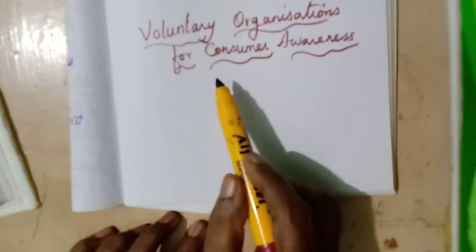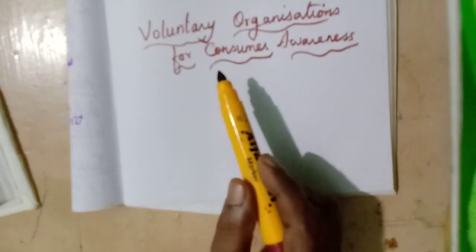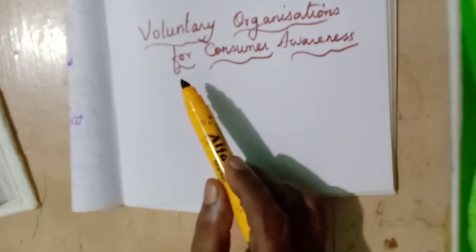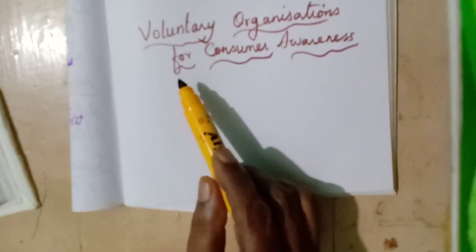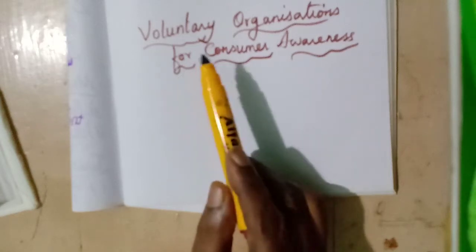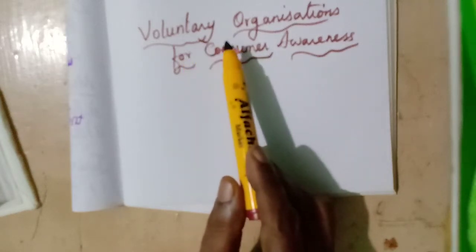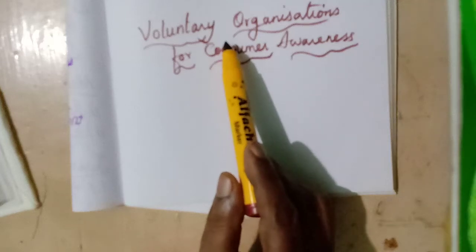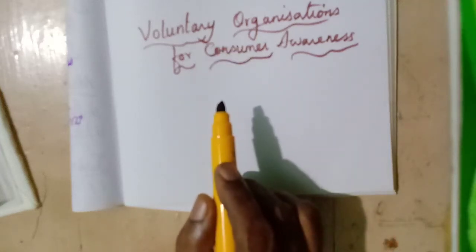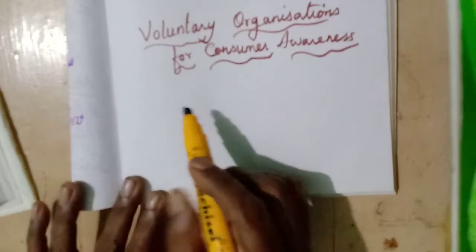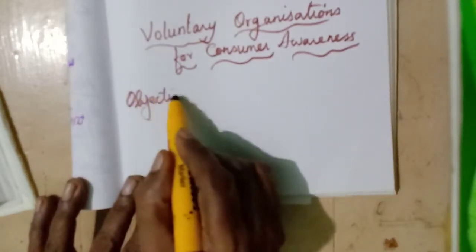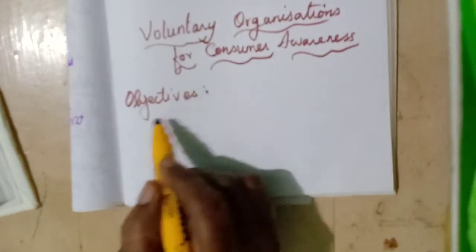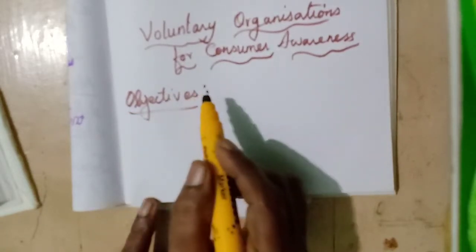So, to give consumer awareness about their rights, duties, and responsibilities, and to make any complaints regarding any grievances at the time of purchasing the products or getting the services, many voluntary organizations have emerged in our country. Okay, so what are the objectives of these organizations?